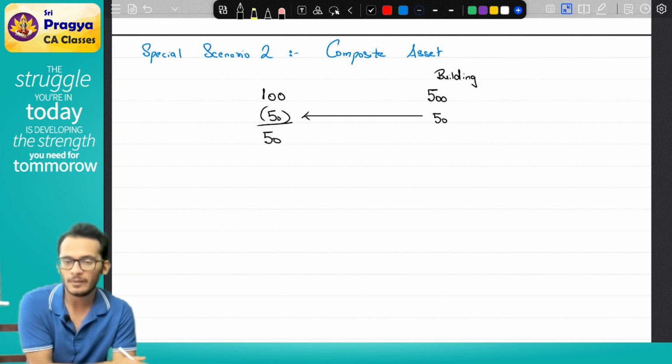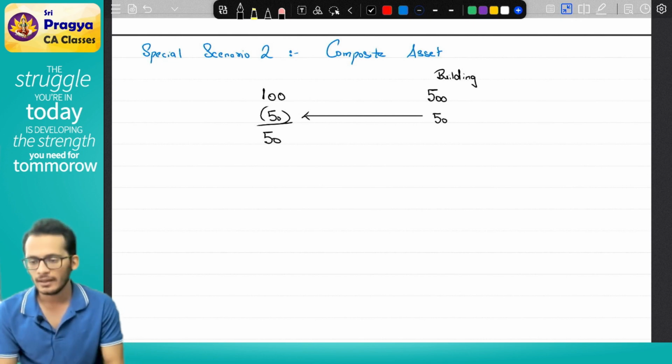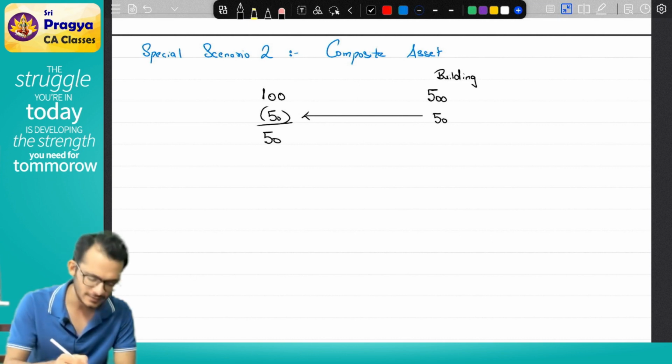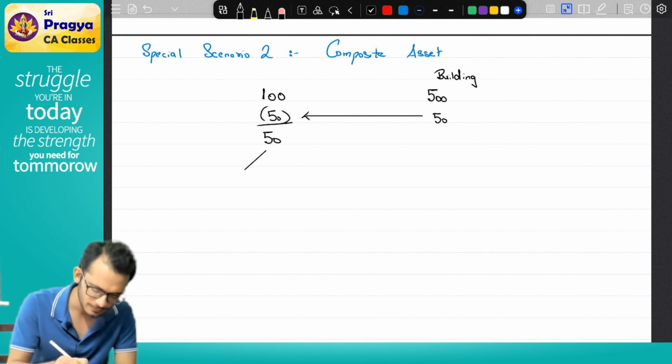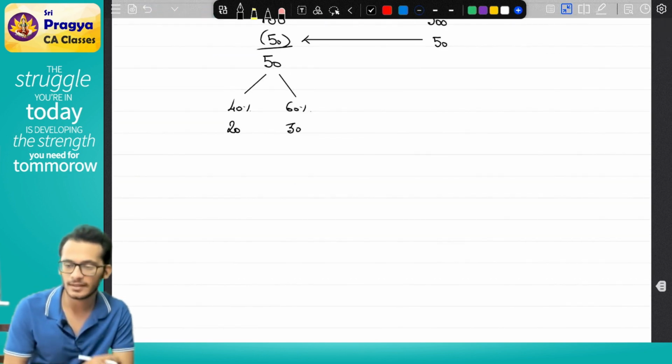Now, if you remember the provisions of agriculture income, I told you that the moment you are in the tea business, the income will be split into 40 and 60. So I split it into 40 and 60. The numbers are 30 and 20. Yes or no? Now, which one is agriculture, Rahul?